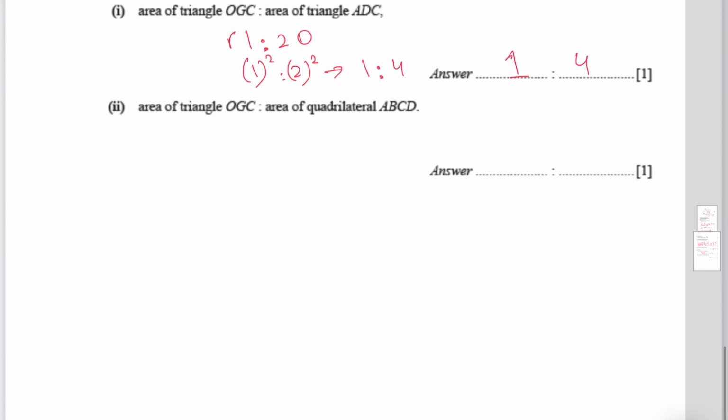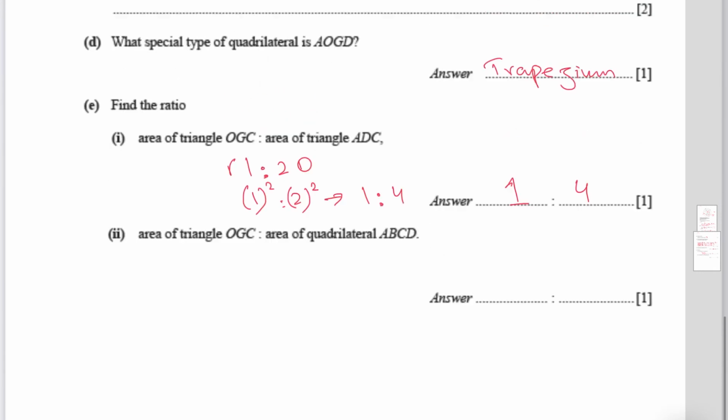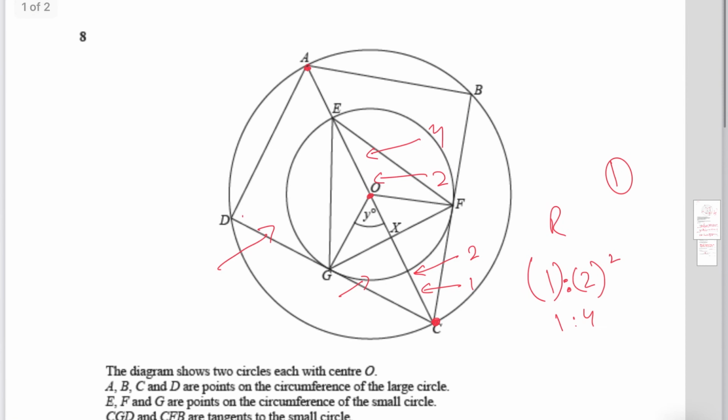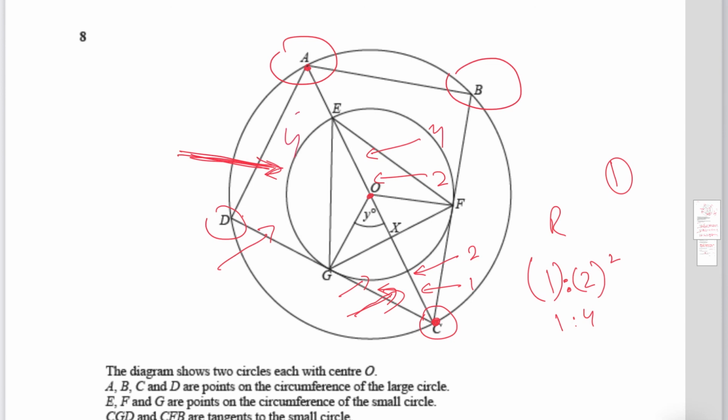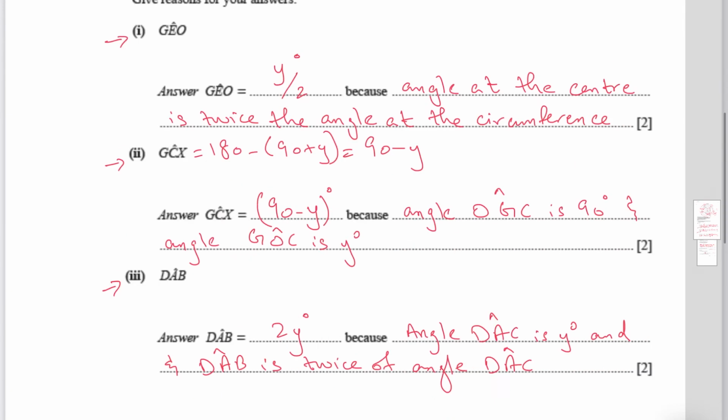Okay, let's move on. Area of triangle OGC to area of quadrilateral ABCD. So they've asked us to compare the area of this small triangle with the whole shape. Okay, so we do have the ratio of this triangle with this triangle right here. If I multiply the ratio part of this area, that is 4, by 2, I would get the area of ABCD. So let's do that.